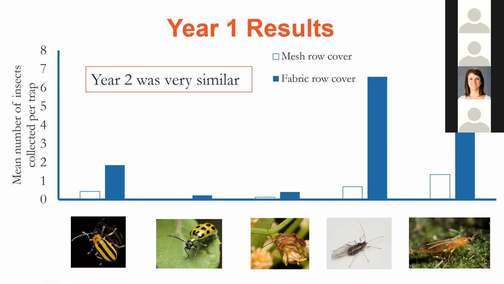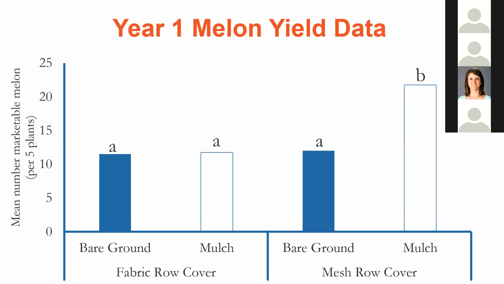And year 2 looked very similar to this as far as the pest numbers go. So I'm just gonna keep this same graph up. For yield, ground cover actually did matter, and so I am including it here. Our yield was significantly higher in those plots that had the mesh row covers and mulch ground cover.